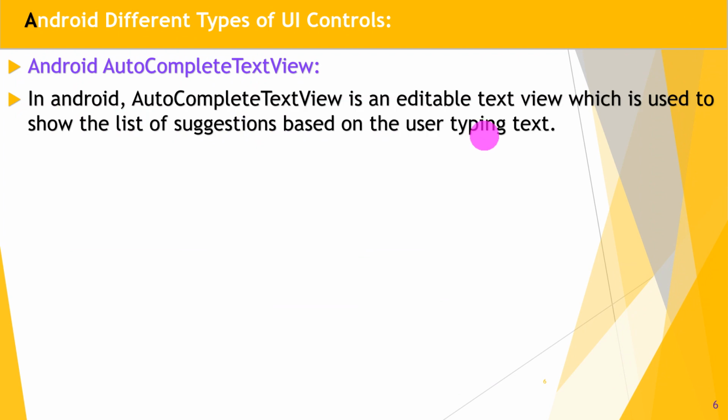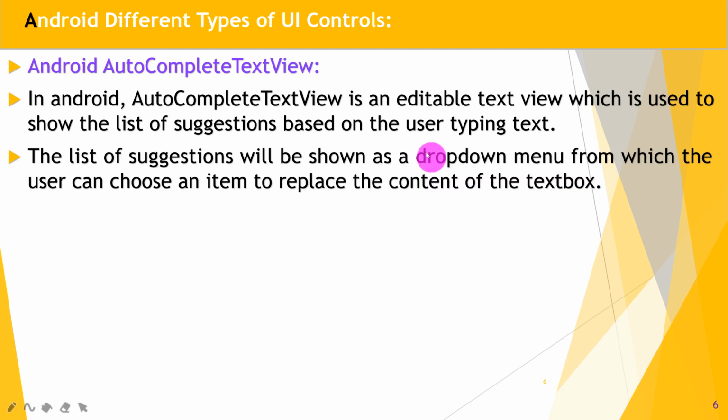So, Android autocomplete text view. In Android, autocomplete text view is an editable text view which is used to show a list of suggestions based on the user typing text. The list of suggestions will be shown as a drop-down menu from which the user can choose an item to replace the content of the text box. Great. So this is the autocomplete text view UI control.